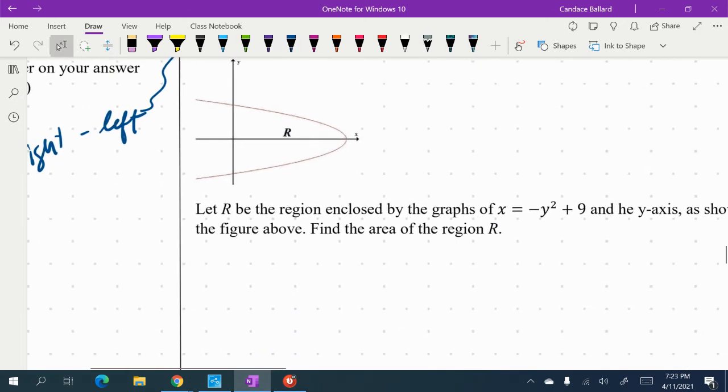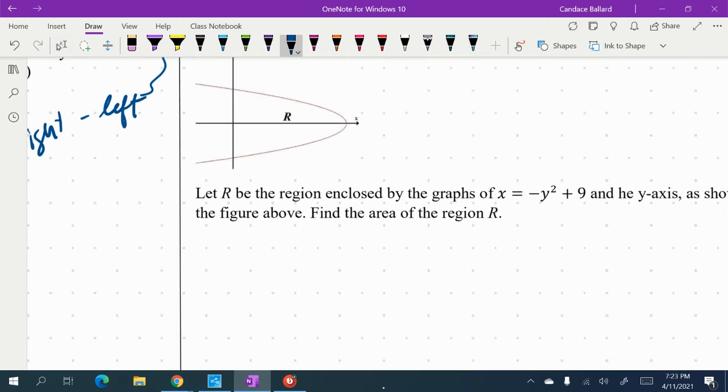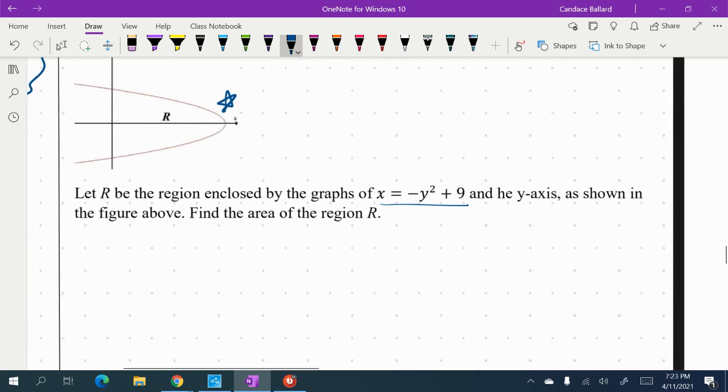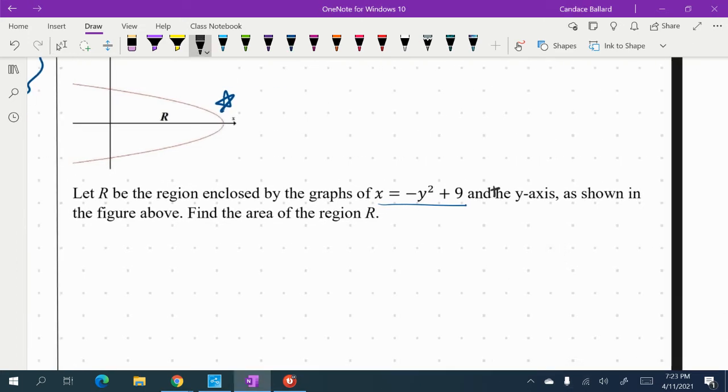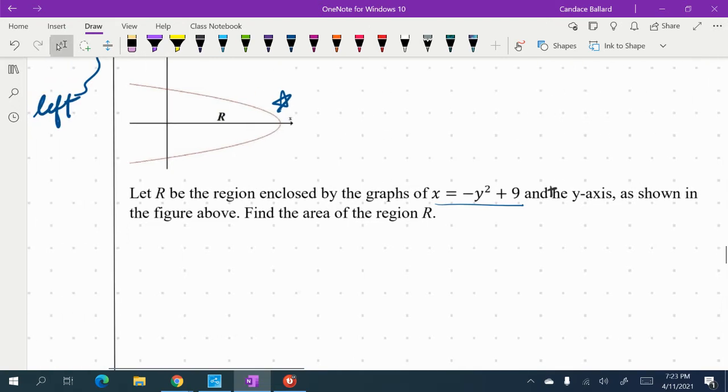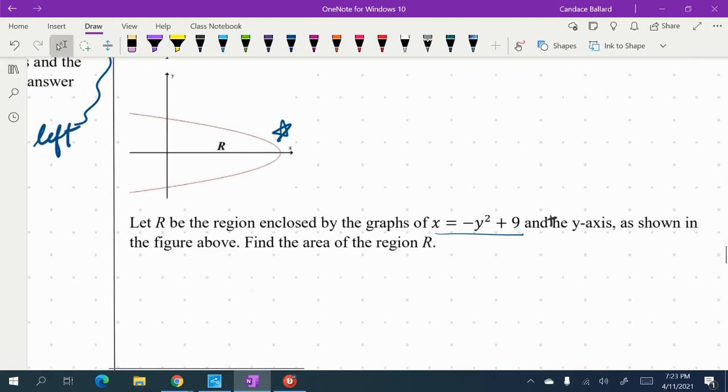So in this case here, in example 6, let R be the region enclosed by the graphs of x equals negative y squared plus 9, which is graphed right here for us. And there's a typo right there, and the y-axis as shown in the figure above. Find the area of the region R. So what I don't know are these values here, so I'd have to find those.